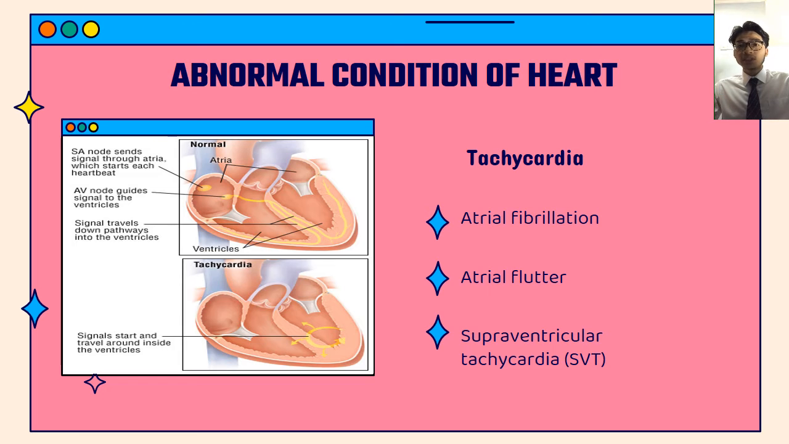This signal results in rapid, uncoordinated, weak contraction of the atria. Atrial fibrillation may be temporary, but some episodes won't end unless treated. Atrial fibrillation is the most common type of tachycardia.